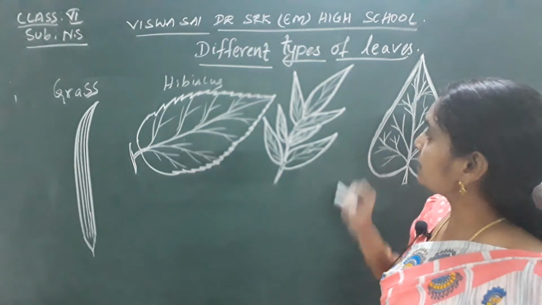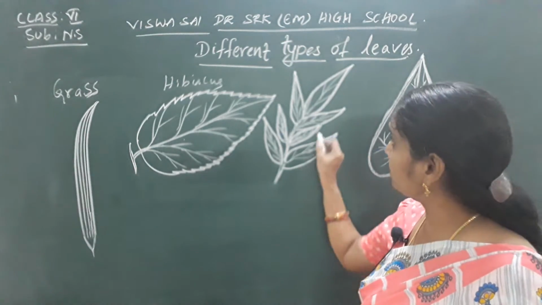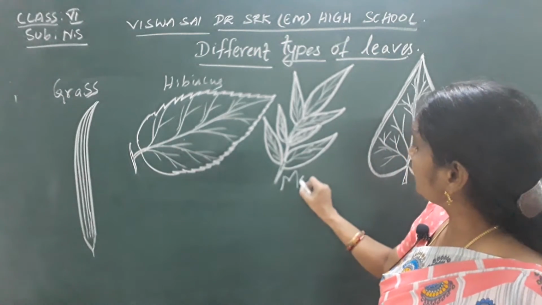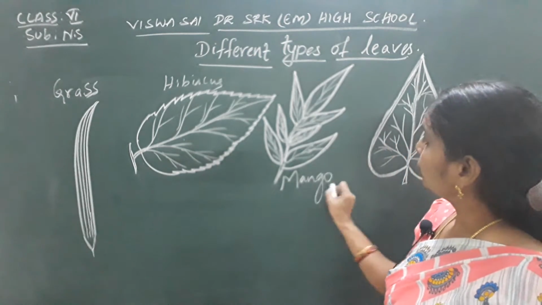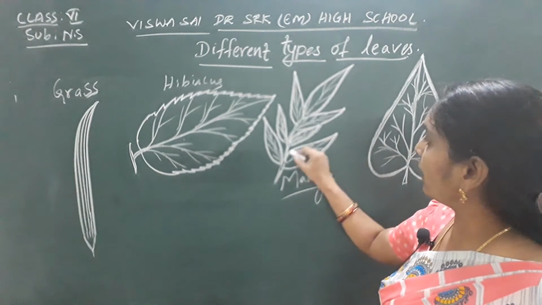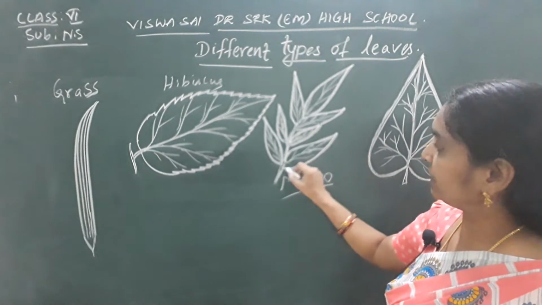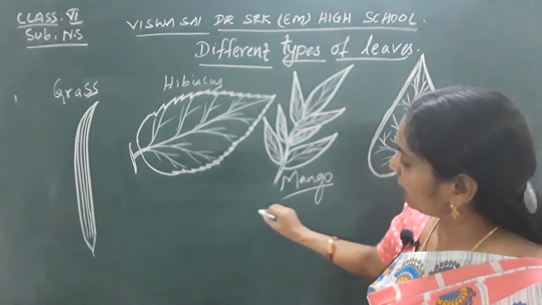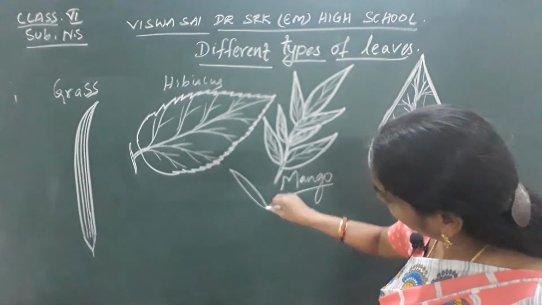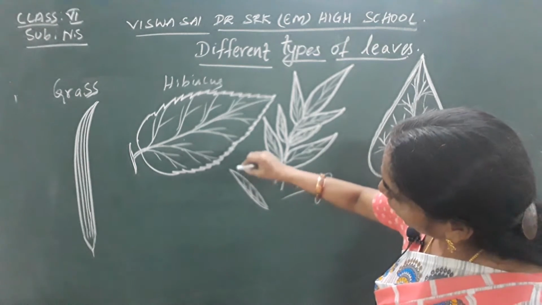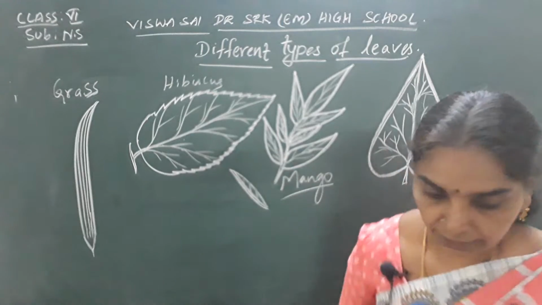And next, these are the leaves of mango. You can see that the leaf of mango is elongated with plain edge and pointed tips. Both edges will be pointed for mango. Hope you have seen the mango leaf. It has the pointed tip, isn't it?